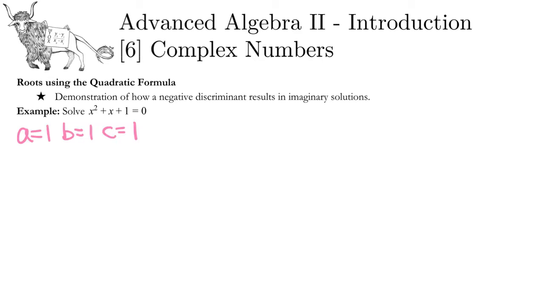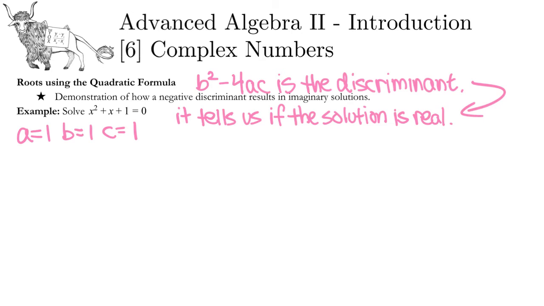A is 1, b is 1, c is 1. Well, we'll see. But I have one thing to share with you before we do that. It's called the discriminant. b squared minus 4ac, the expression inside the root in the quadratic formula, is called the discriminant. It tells us if the solution will be real or not. We'll come back to that idea once we set up the quadratic formula and simplify a little.